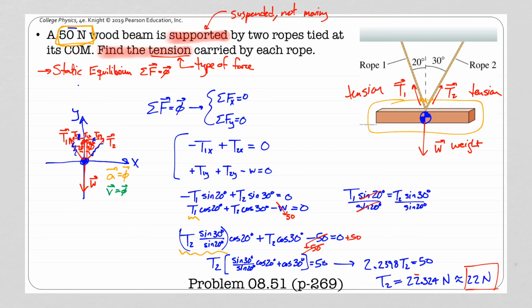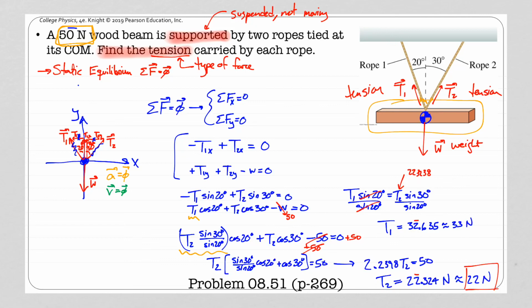We're not quite done yet. We found the tension in rope 2. Now we need to find the tension in rope 1. We have this expression relating T1 and T2. And so what we can do here, now that we know what T2 is, we can use a bigger value with more decimal places, and we'll go ahead and multiply out and find T1. Here I have T1. I'm going to round it to sig figs also.